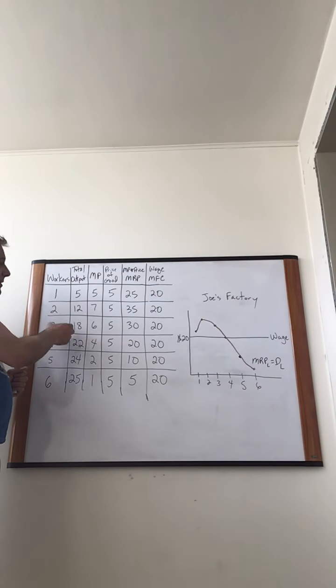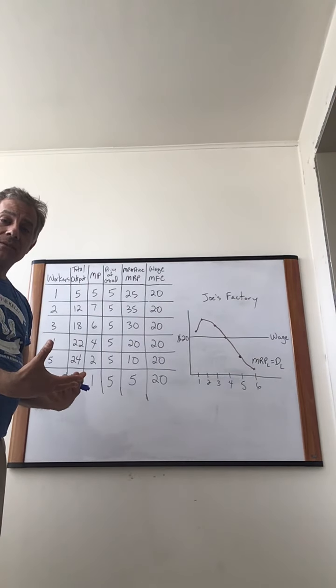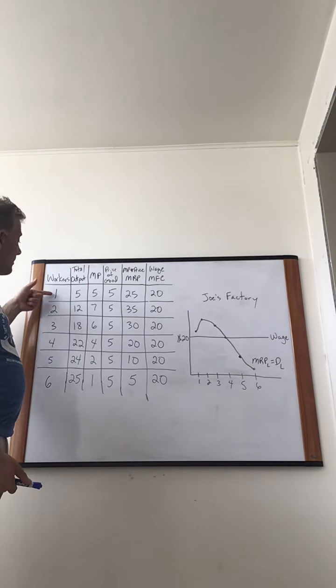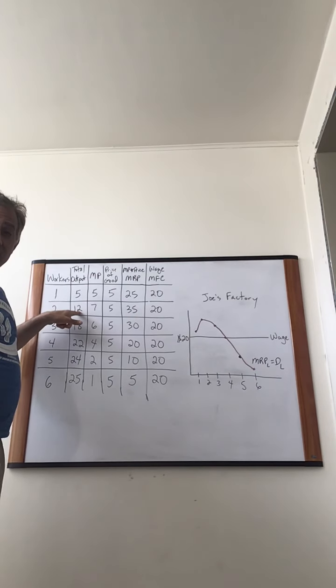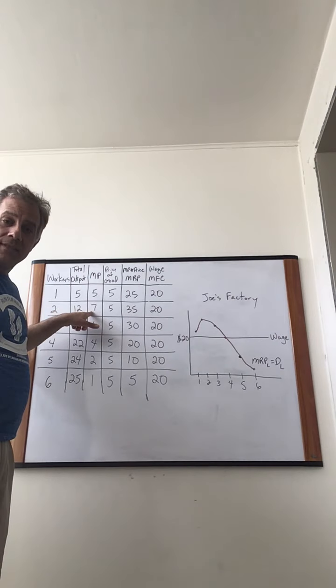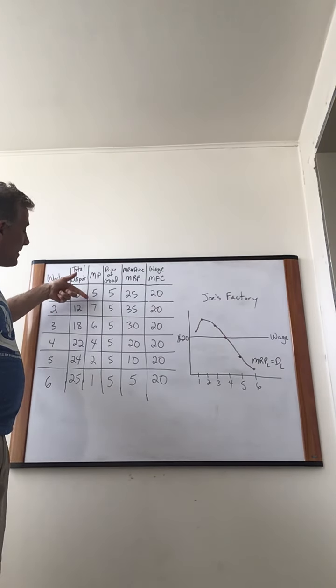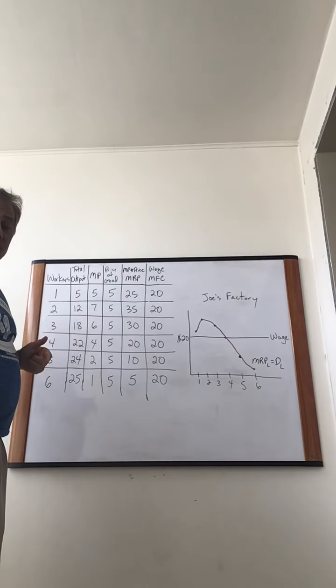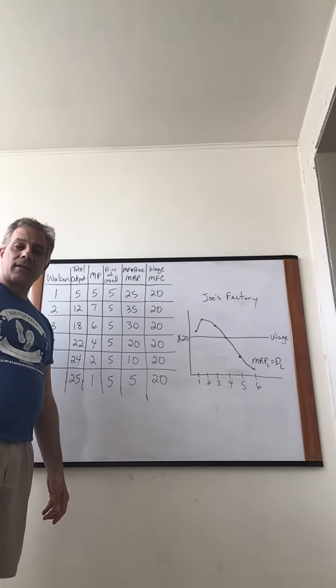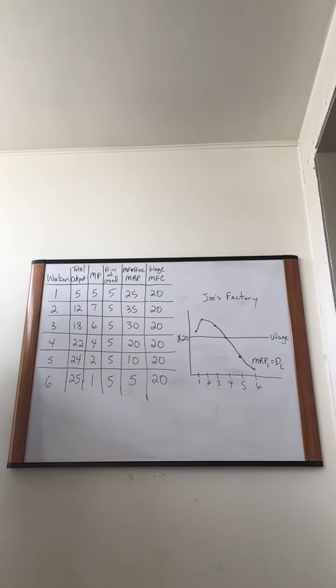With the second worker, the total output of the 2 workers is 12. So the first worker and the second worker account for 12 products made, which gives us a marginal product of the second worker being 7. So the addition of that second worker created 7 more products. We'll just say t-shirts for this model.